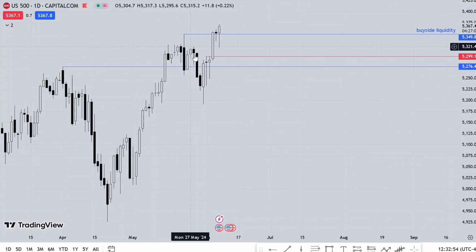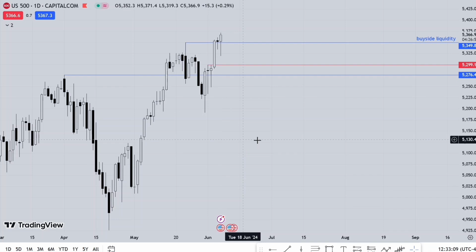Hence, why price trades higher to this buy side liquidity level on Wednesday's trading, Thursday's trading, and also today's trading, being Friday's trading. So, hope that's clear.